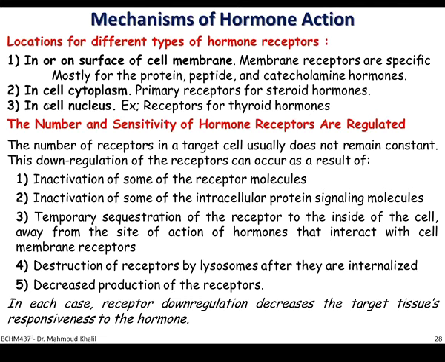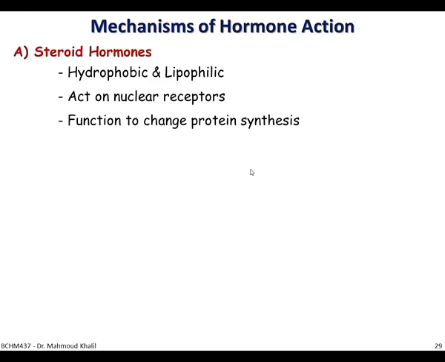So now after we have said that there are 5 mechanisms to regulate the number and sensitivity of hormone receptors, we need to understand the mechanism of hormone action. So we'll start with the mechanism of action of steroid hormones. Generally, steroid hormones are hydrophobic and also lipophilic. They act on nuclear receptors, not on the cell surface receptors. So they function majorly to change the protein synthesis of other transcribed genes.